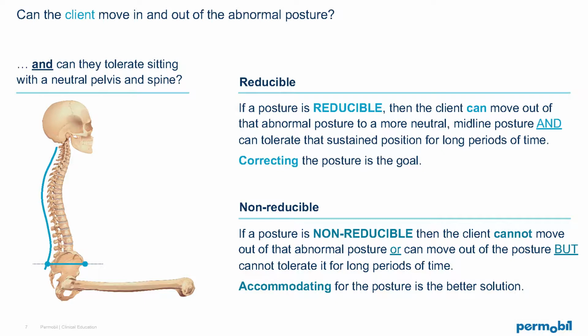So if you answered yes to both of those questions, then your postural abnormality is reducible, which means that the client can safely move out of that posture to a more neutral midline position, and they can tolerate that change for long periods of time without causing undue pain or stress on the body. When a reducible posture is present, then the goal of the equipment that you're going to be choosing is to correct the posture.